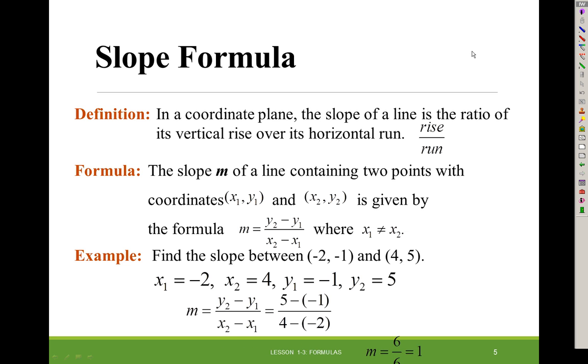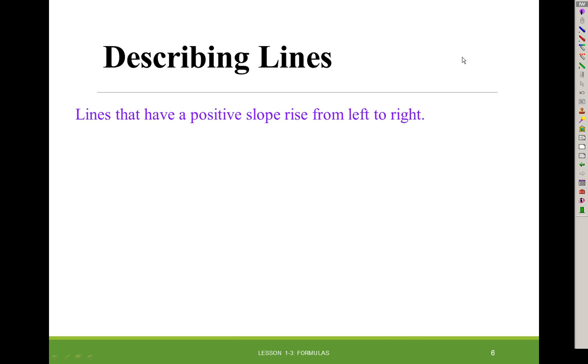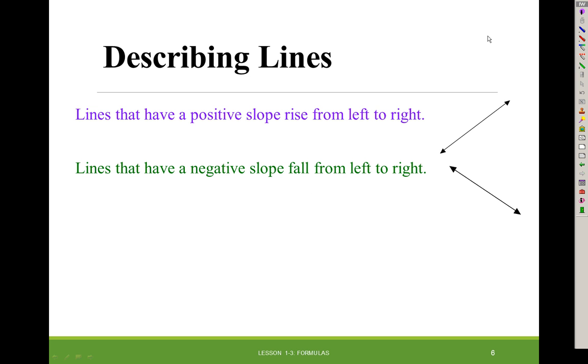Now what does that number mean? If a line has a positive slope, that means it rises from left to right. If it has a negative slope, it falls from left to right.